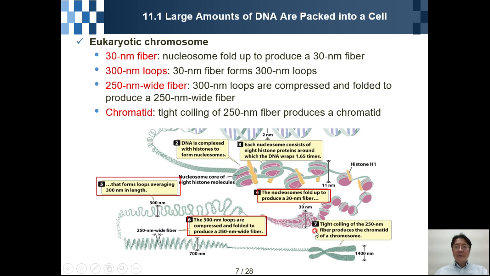After that, the tight coiling of the 250 nanometer fiber produces the chromatids of the chromosome like this. Chromatid means that tight coiling of the 250 nanometer fiber produces chromatids like this. So this is the eukaryotic chromosome structure. Based on these structures, a large amount of DNA can be packed into a cell. In one chromosome, it contains lots of DNA information.